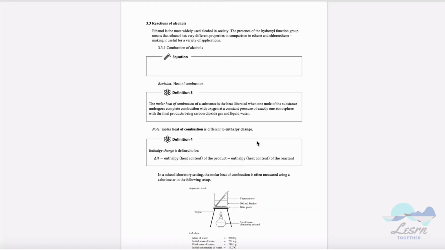So in this next section, we're going to look at reactions that alcohols can undergo. There's a couple of reactions that alcohols can undergo: combustion reactions, oxidation reactions, and dehydration reactions. We're going to specifically focus on the combustion reaction first because there's quite a big theory and practical component to it, and also some calculation questions that we need to do as part of that.